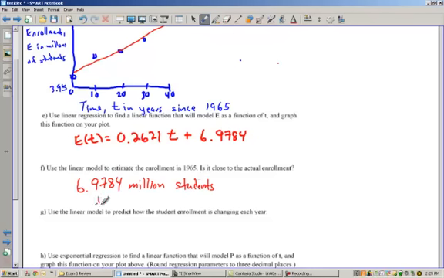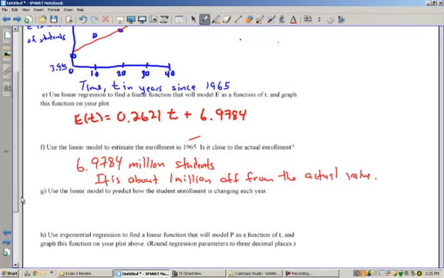So it is about 1 million off from the actual value. Is it close? Well, it depends on what you're considering, I guess. Is 1 million close to 6.9784 million? Maybe you think it is, maybe you think it's not. It's really up to the person that's working the problem.